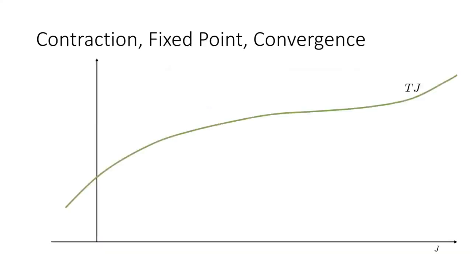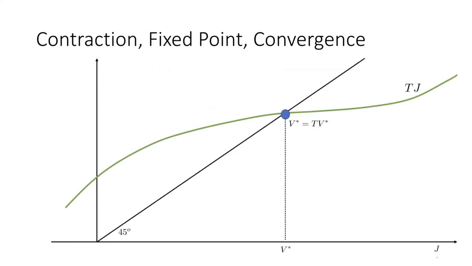Okay. One more very quick intuitive idea of how this fixed point works. Think about it in one dimension. The green curve is essentially your T function, and the x-axis is V, any arbitrary value. You want to draw a 45-degree line which will intersect with this function, and that is your fixed point, which is your optimal value function.